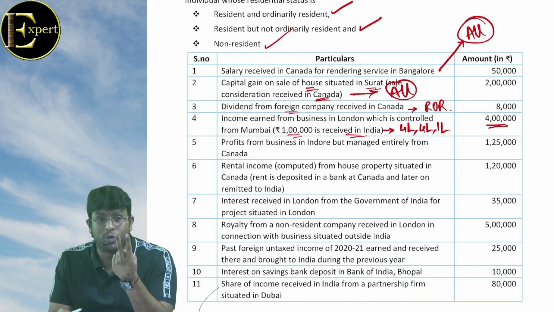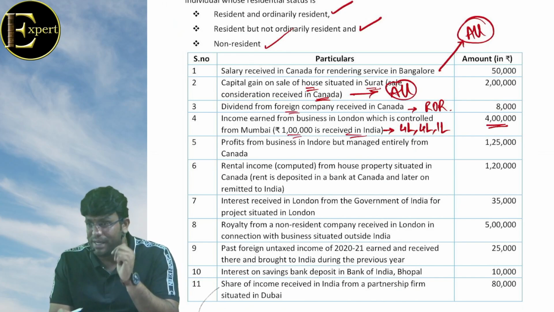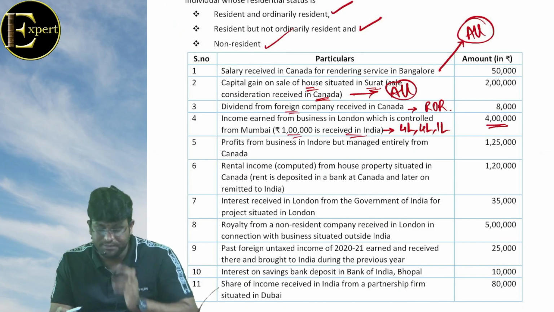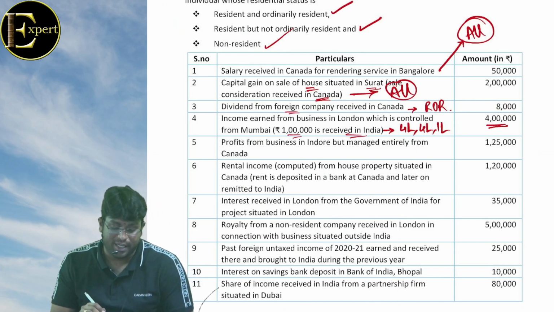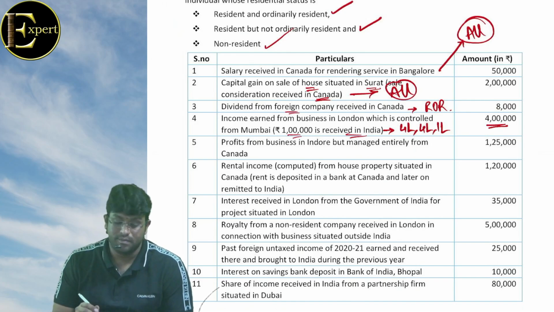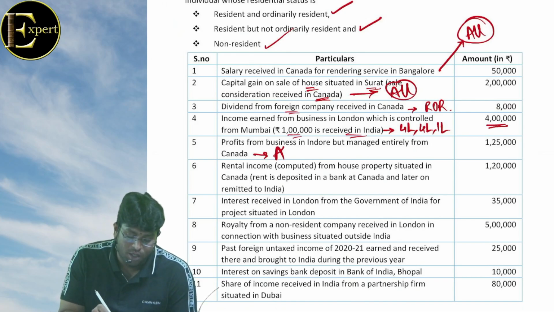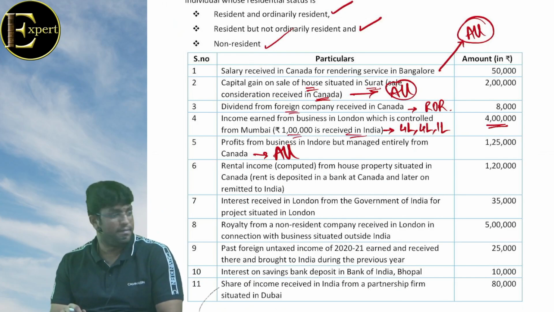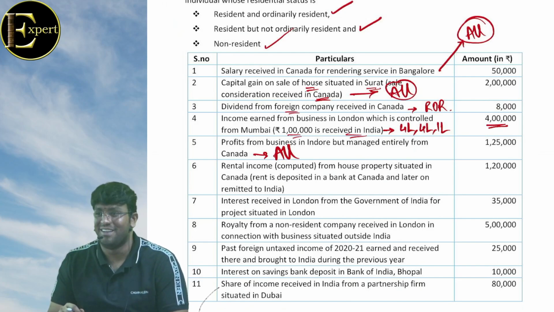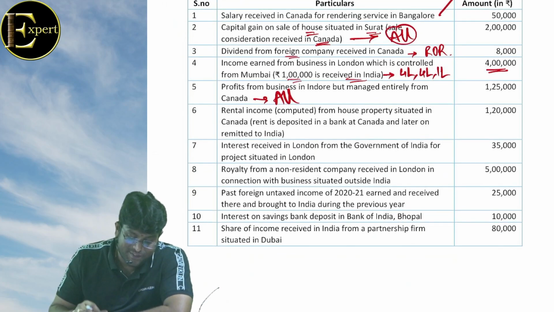Foreign income taxable in 2 cases. Business is controlled from India. Profession is set up in India. Next. Profit from business in Indore, but managed directly from Canada. Taxable for all. सर इंदौर किधर है? इंदौर इंडिया, एमपी. क्लियर नो? हाँ, एमपी.